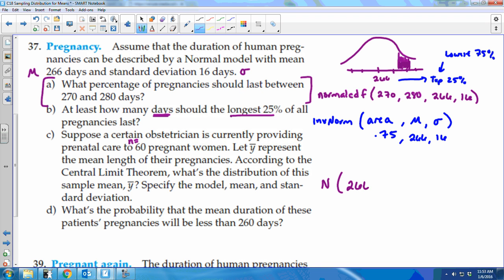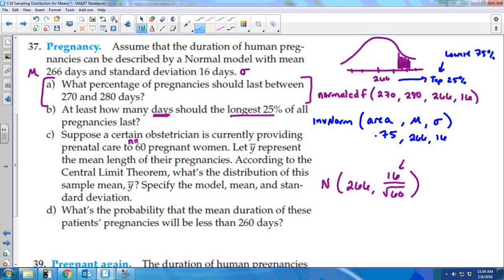266. But now that we're talking about a sample of size 60, our standard deviation is not 16 anymore. It's 16 divided by the square root of 60. Because now we're talking about a standard deviation for my sample. Does that make sense? So that answers that question, the model, mean, and standard deviation. Ta-da! You could actually calculate that decimal, but that answers the question.